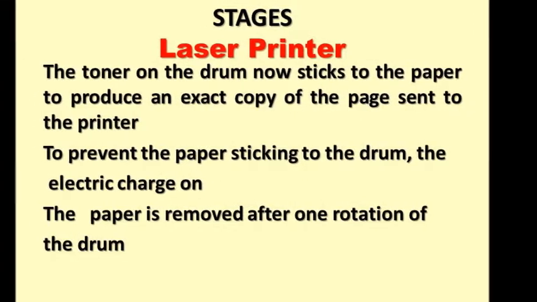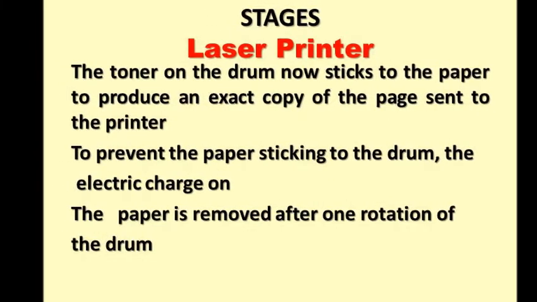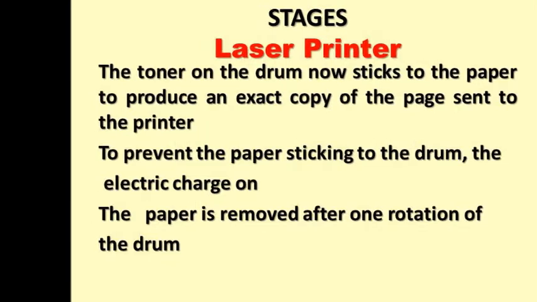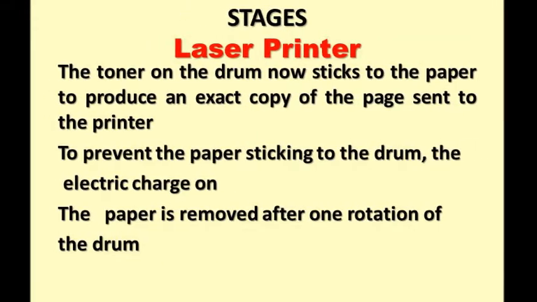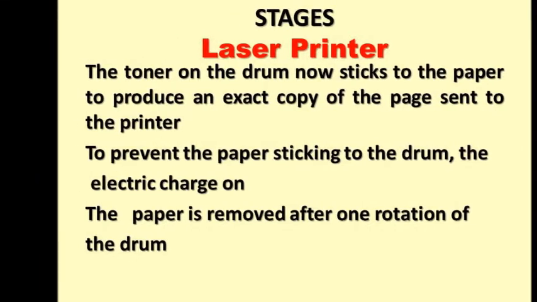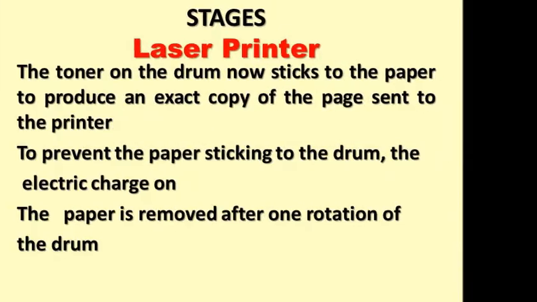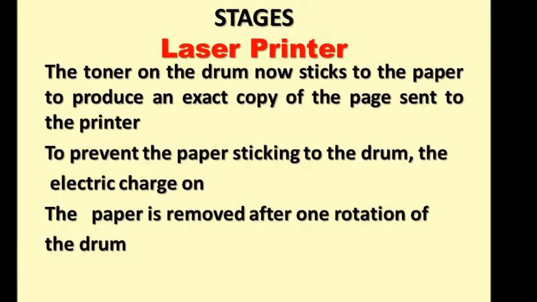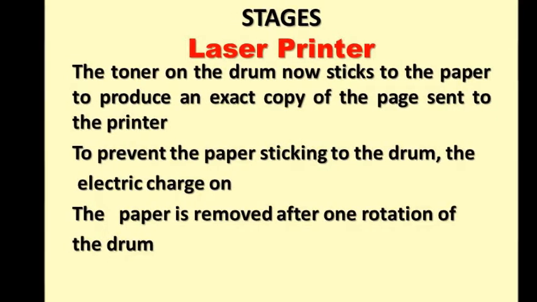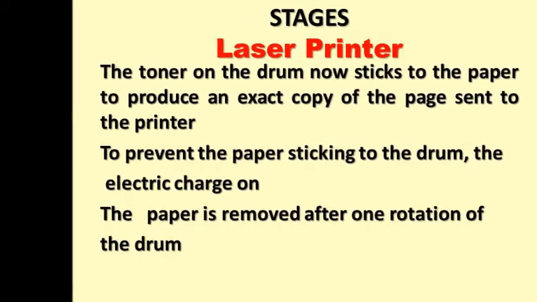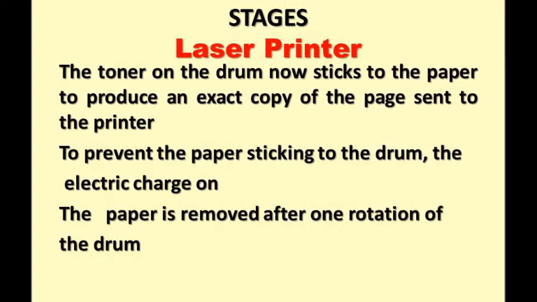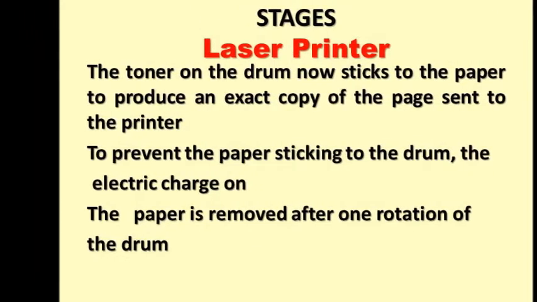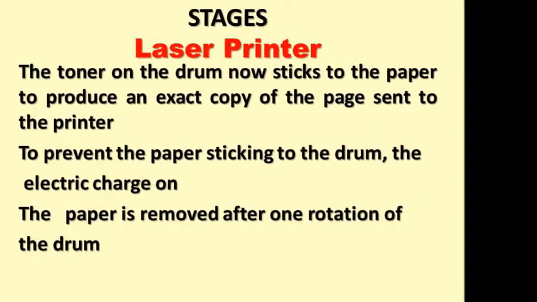Then we have step number 7. A negatively charged sheet of paper is then rolled over the drum. This is also a step performed by the printer. The toner on the drum now sticks to the paper to produce an exact copy of the page sent to the printer. To prevent the paper sticking to the drum, the electric charge on the paper is removed after one rotation of the drum.